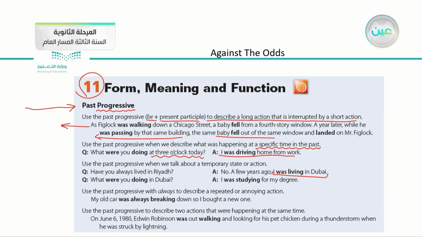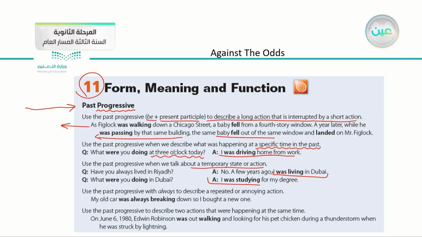Another question, what were you doing in Dubai? I was studying for my degree. That means he studied or she studied for their degree, and after they finished, they left Dubai. So they were living there and studying there for a temporary or short time. So it was a temporary state.